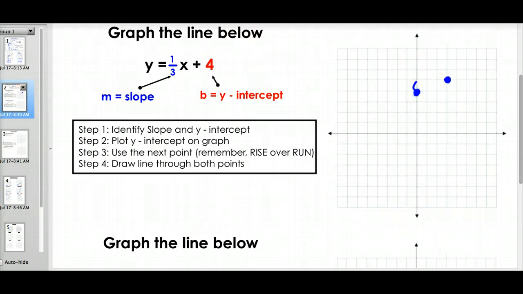As we remember from our first unit, to draw a line, all you need is 2 points. So if we're going to draw a line, we just get out our line drawing ruler. Hopefully you guys are using rulers, and you draw it through. Now this isn't perfect.